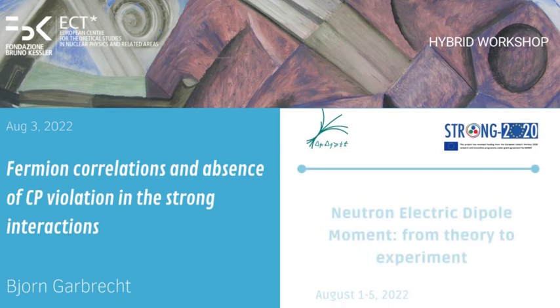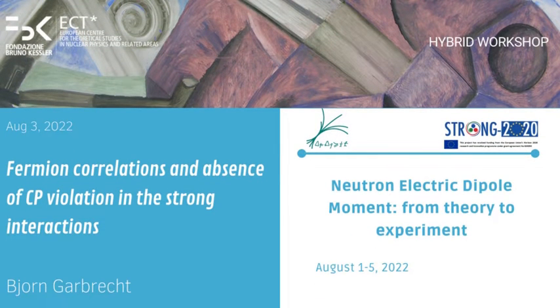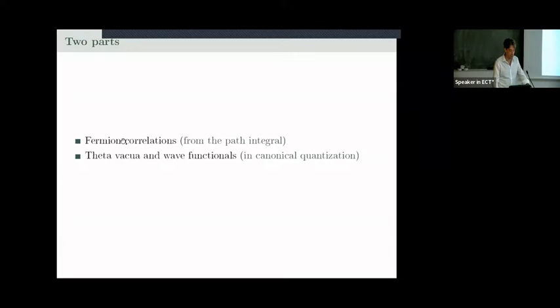Okay. Now there will be two parts to this talk. The title of the talk is how to calculate fermion correlations and how to infer from these properties of CP non-conservation in the strong interactions. And this has been our original approach to the problem.